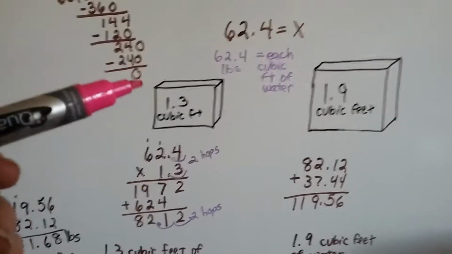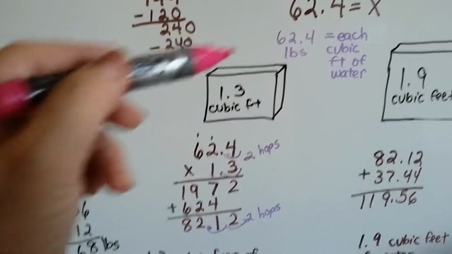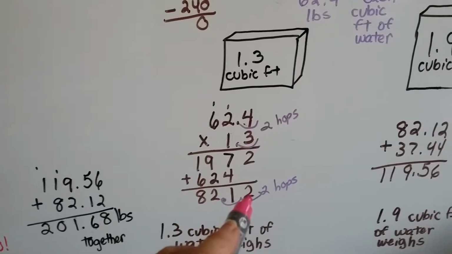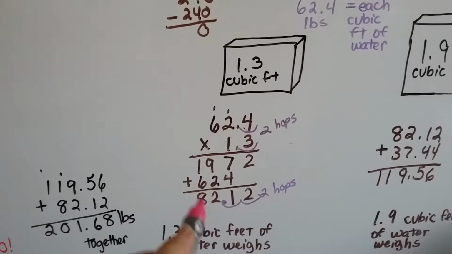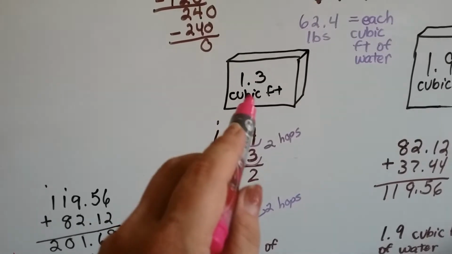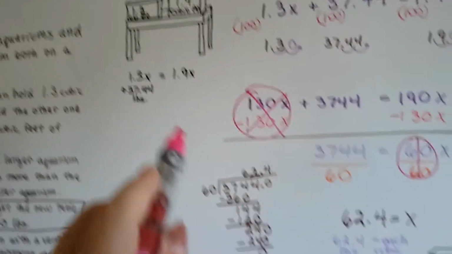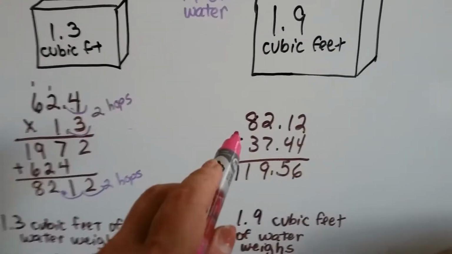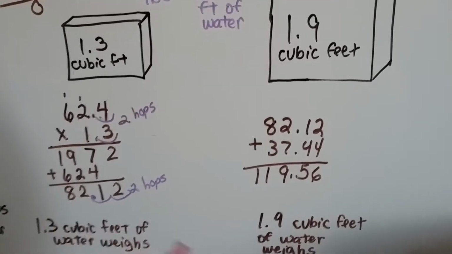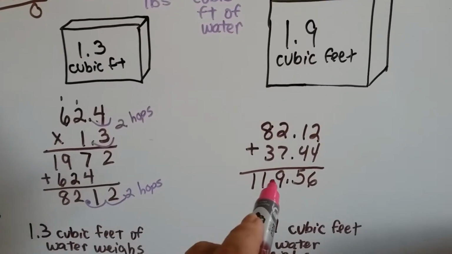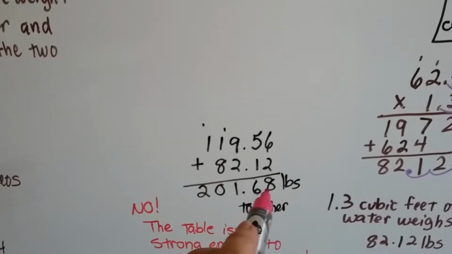So what we can do is multiply 1.3 times the 62.4. And we get 82.12 pounds. See? We had 2 decimal hops in the equation, so there's 2 decimal hops in the product. We have 82.12 pounds for this one, all right? Now remember, it said that this one was 37.44 more. So all we have to do is take the 82.12 and add the 37.44, and we get 119.56 for this one. Now we can add the 82.12 and the 119.56 together, and we'll get a total weight of 201.68 pounds together.